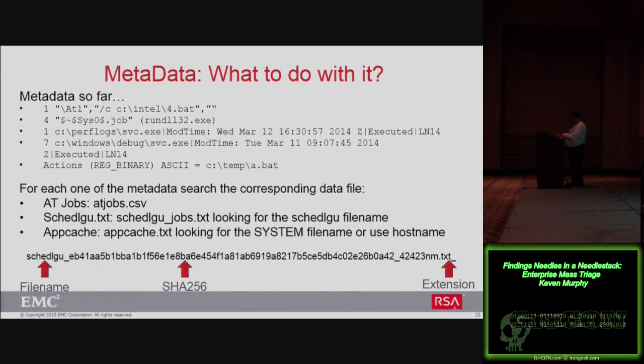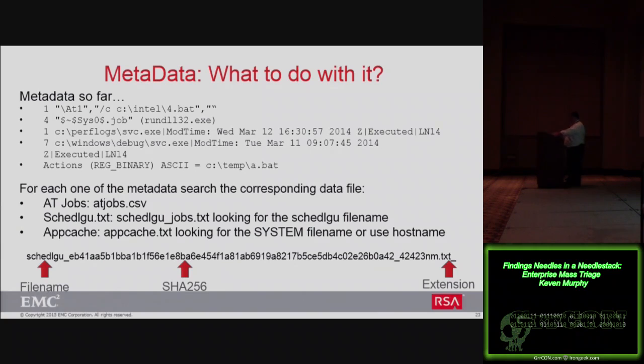So what we have so far is a small list of data that looks odd. It's going to be associated with boxes that we're going to want to take a closer look at. Just to further go through this a little bit, each part of the metadata, the @jobs, came from the @jobs CSV that I created with the downloading of the SQL table for the @jobs. Well, I have data there from the schedule gu.txt file, and then the app cache.